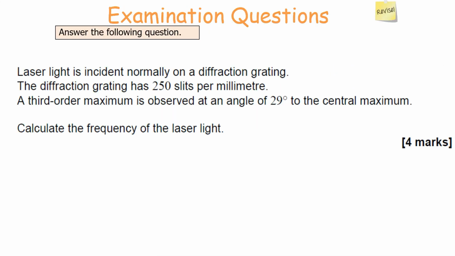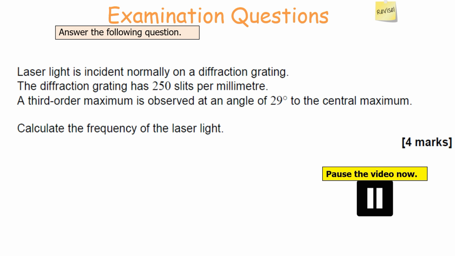So the first question is, laser light is incident normally on a diffraction grating. The diffraction grating has 250 slits per millimeter. A third order maximum is observed at an angle of 29 degrees to the central maximum. Calculate the frequency of the laser light. So pause the video now, then unpause the video when you want to go through your answer.